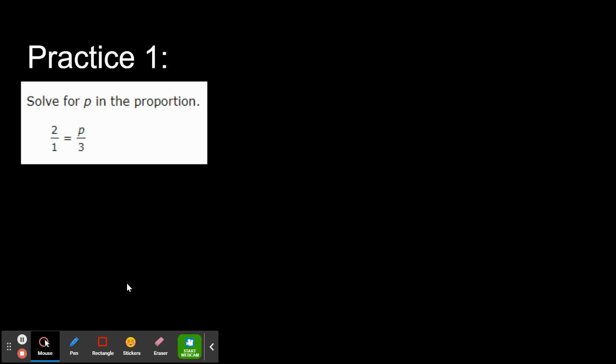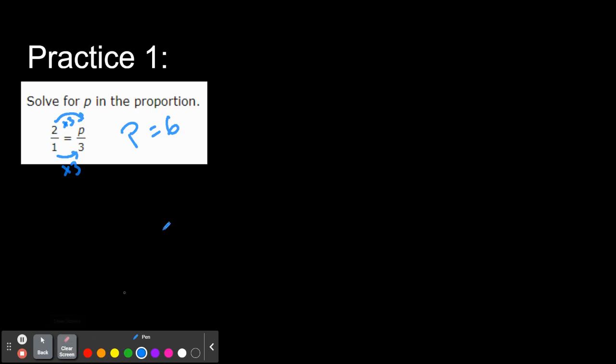Hopefully you recognized that we could multiply the 1 times 3 to get 3 on the bottom. And so we're going to multiply times 3 across the top, and we see that p is equal to 6. Again, this way is nice. The strategy works. It's great, but it's not going to work with all of our proportions.